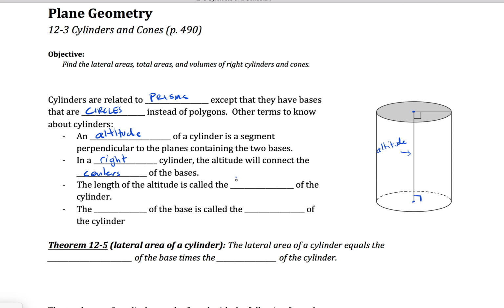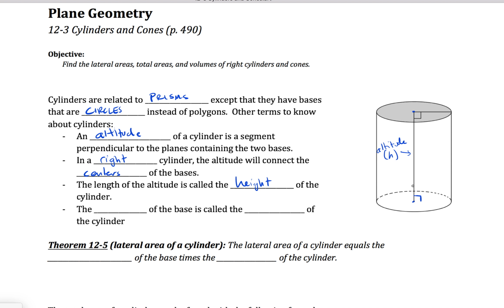The length of the altitude is what we mean when we talk about the height of a cylinder. It's the length of the altitude of that cylinder. So that's basically interchangeable with this idea of altitude. Height and altitude are basically the same thing.